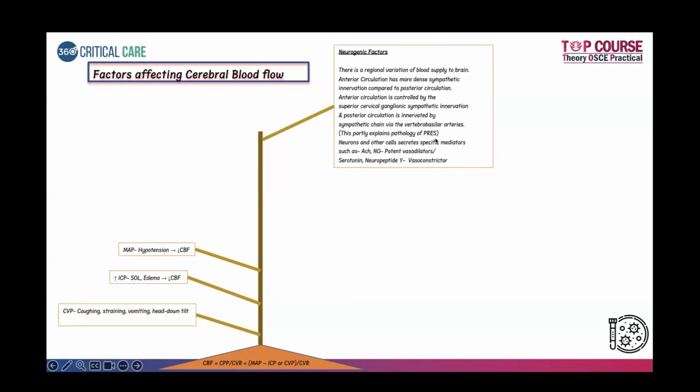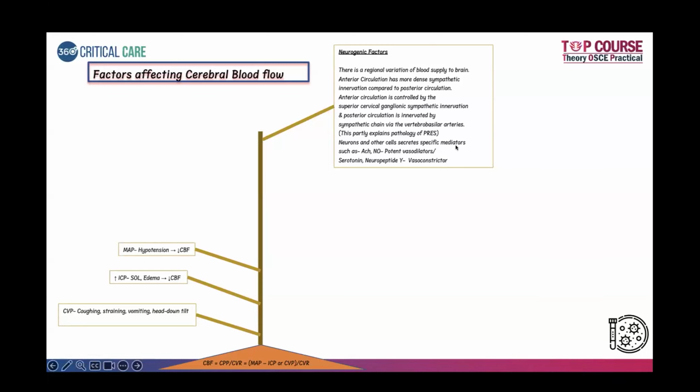That's why in case of a hypertensive emergency, there is selective blood supply to the brain, because the autoregulation is impaired at particular places compared to the whole of the brain. That's why we get posterior reversible encephalopathy syndrome, particularly in a hypertensive patient, where a particular region of the brain is affected compared to the whole of the brain.